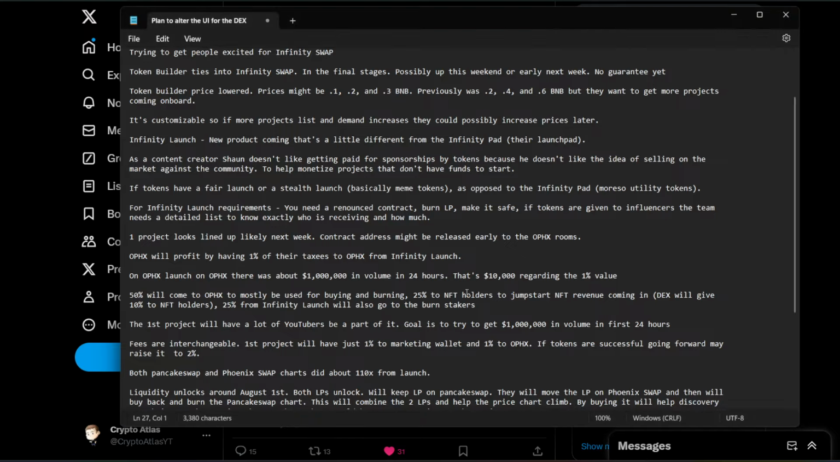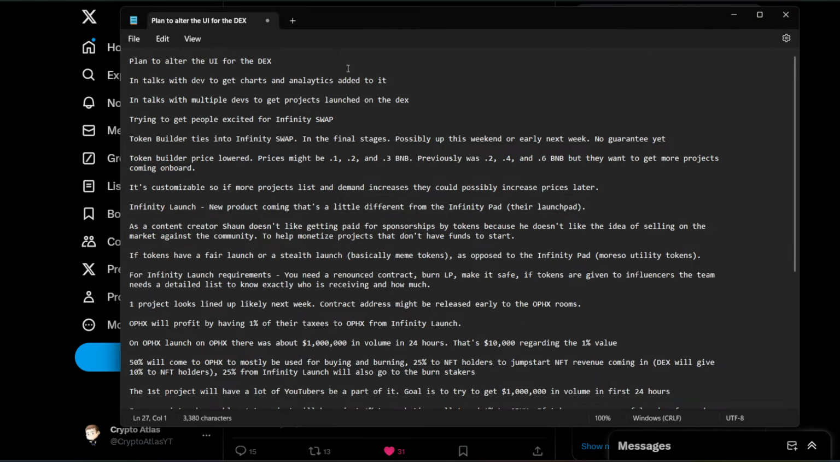I took notes here for you guys. First up, they mentioned that they plan to alter the UI for the DEX. They're in talks with the dev to get charts and analytics added to it. They're also in talks with multiple devs to get projects launched on the DEX. They're trying to get people excited for the Infinity Swap.